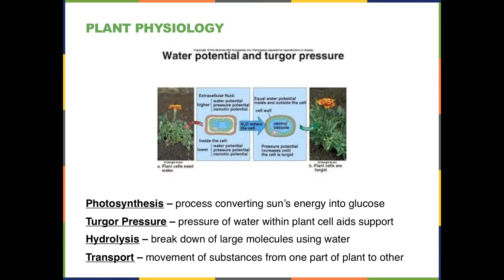Then lastly, the plant also has to be able to transport substances, and you remember last week we talked about the xylem and phloem and how these channels were used to move substances. There are other mechanisms of transport, but in general the idea of transport is the movement of water and dissolved substances from one part of the plant to the other.